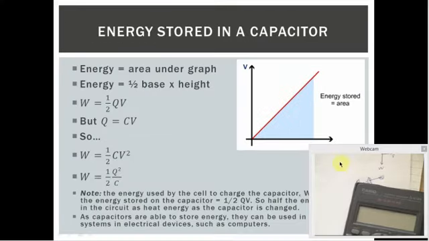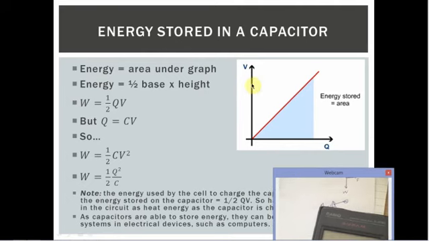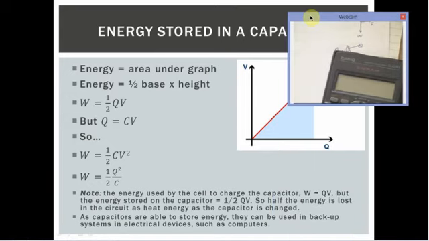So we'll see a voltage against charge graph. The area under this graph allows us to see the amount of energy stored in the capacitor. So it's half base times height, so that's going to be half QV, but Q is also equal to CV, so therefore the energy stored in the capacitor is half CV squared, or half Q squared over C. Note that the energy used by the cell to charge the capacitor is equal to just the charge times voltage. So only half of it actually goes into the capacitor. Okay. So the other half of the energy is lost in the circuit as heat energy as the capacitor is charged, I should say, not changed.